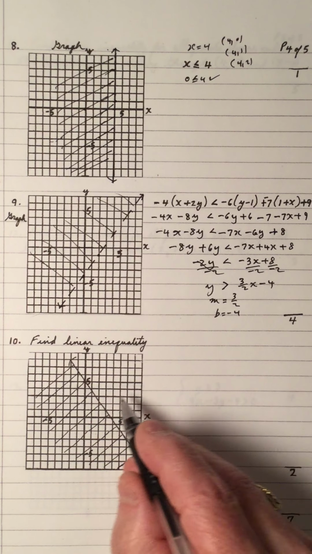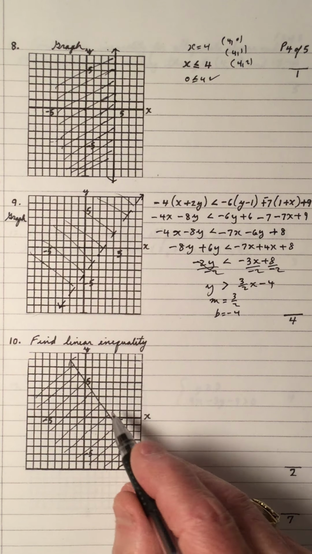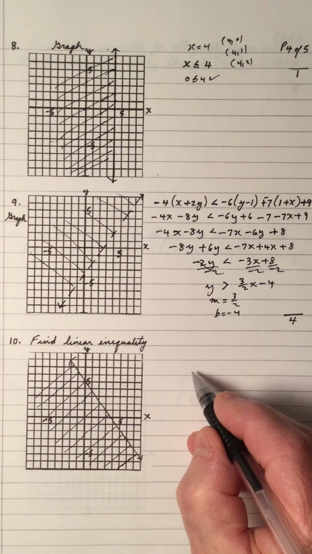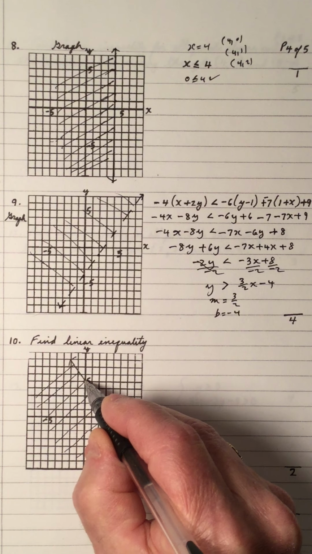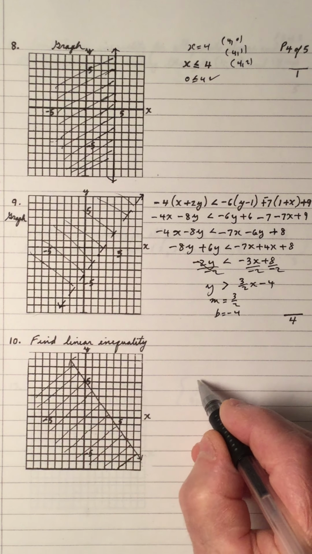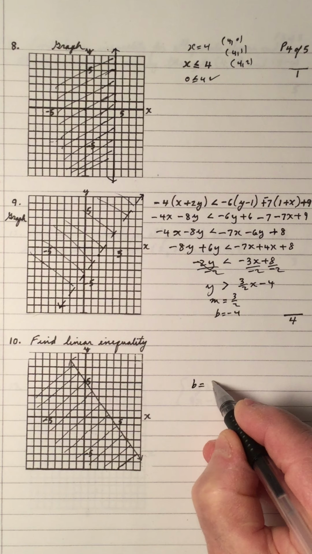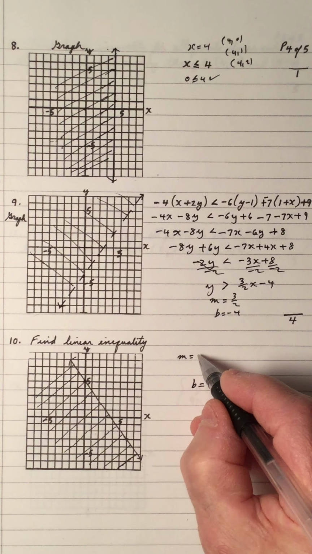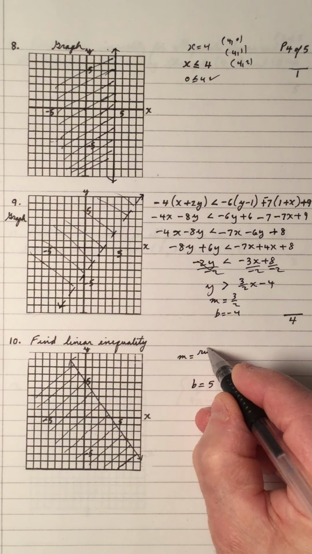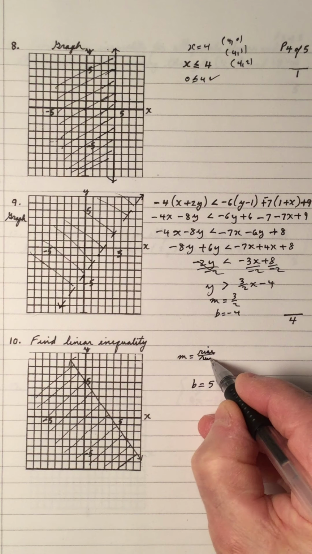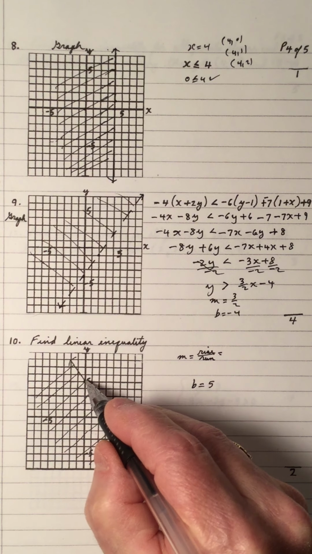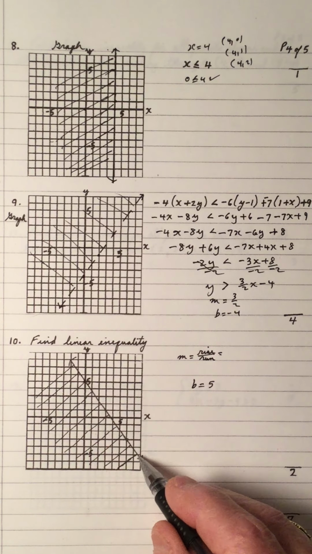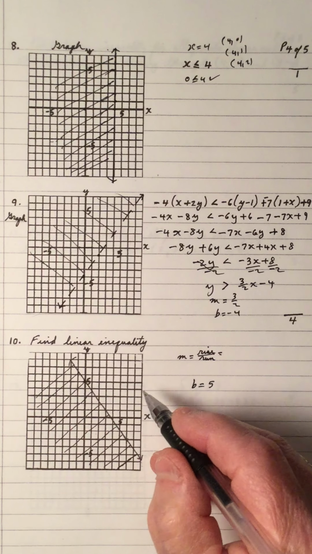Number 10, find the equation of the inequality from this graph. So let's find the y-intercept. I always look for the y-intercept first. The y-intercept is 5. Okay, so what's the slope? When you look at a graph, the slope can be found by rise over run. Notice that this slope is going to be negative because it's slanting up to the left.